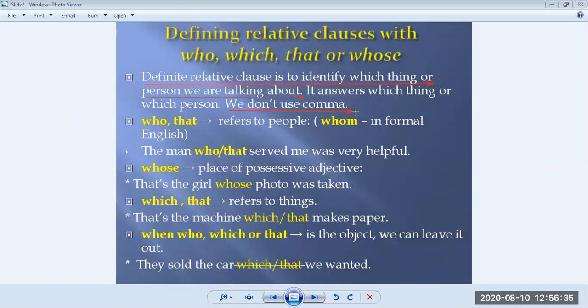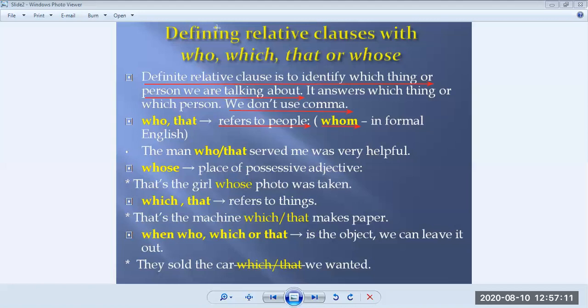So now have a look at this one. For example, who and that. Who and that refer to people. Whom, we use it as well, but in formal English, to whom it may concern, for example. We don't say "to who," which is a bit informal. So whom and who we use in the same positions, but whom is more formal. For example, the man served me was very helpful.